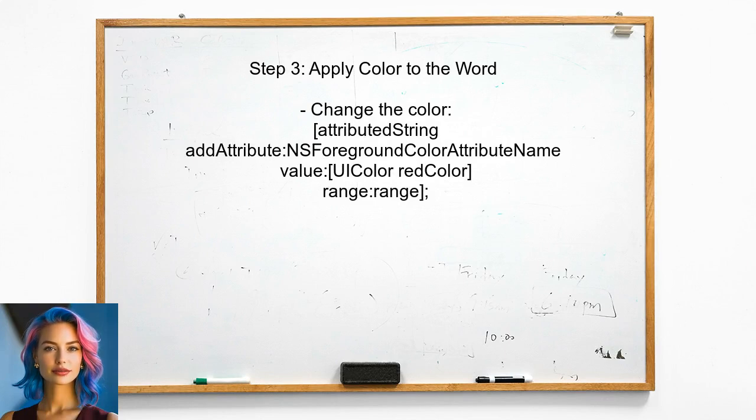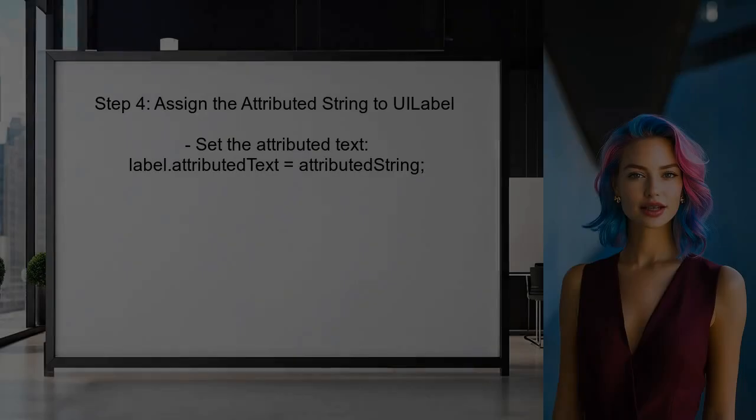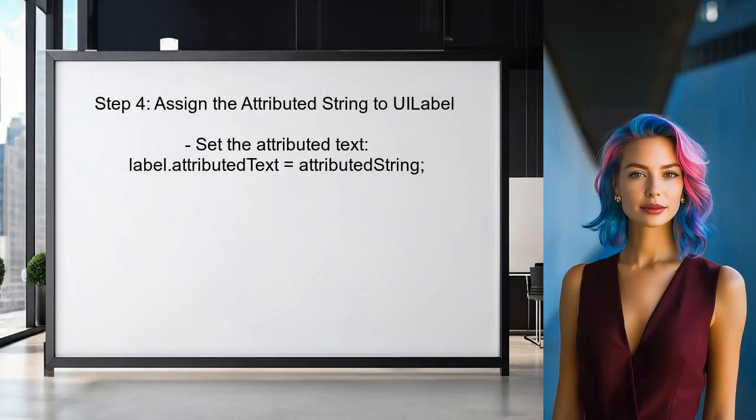This is done using the addAttribute method on the attributed string. Finally, the user should assign the attributed string to the UI label. This will display the text with the specified color for the chosen word.